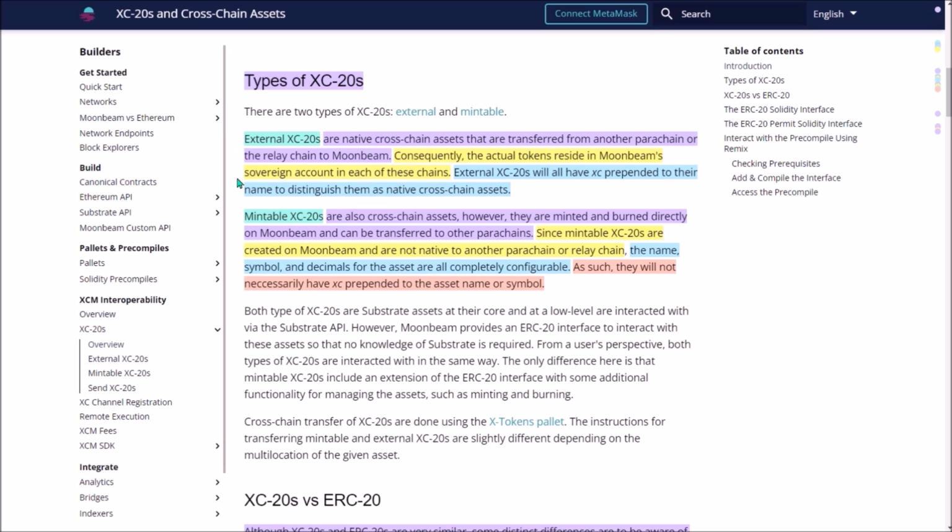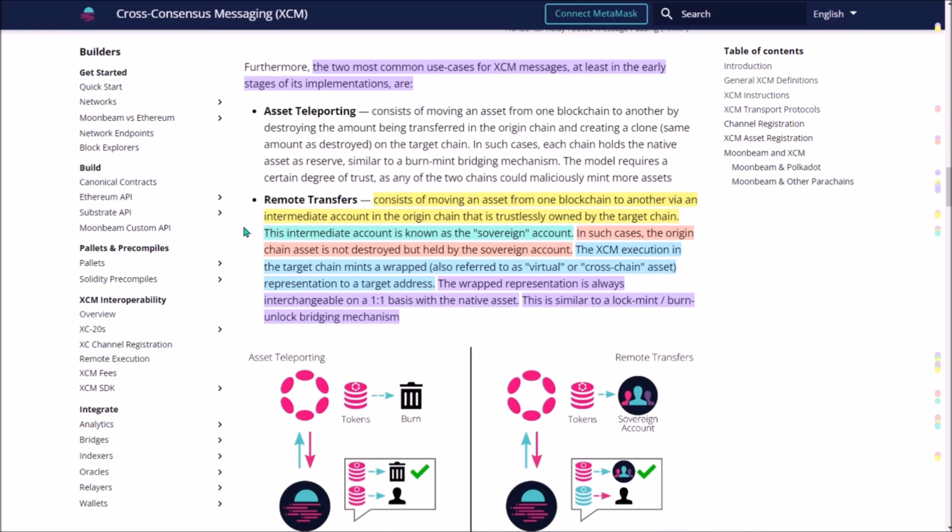External XC20s are parachains' native cross-chain assets that are transferred from another parachain or from the Polkadot relay chain to Moonbeam. The process of XCM asset transfer from one parachain to another is quite interesting. In case of an XCM transfer to the Moonbeam network, the original token that is being transferred from a parachain to Moonbeam is actually stored in Moonbeam's sovereign account on the parachain from which the token is being transferred. What happens is that the XCM execution in the target parachain, in this case Moonbeam, mints a new wrapped cross-chain token on a target address.